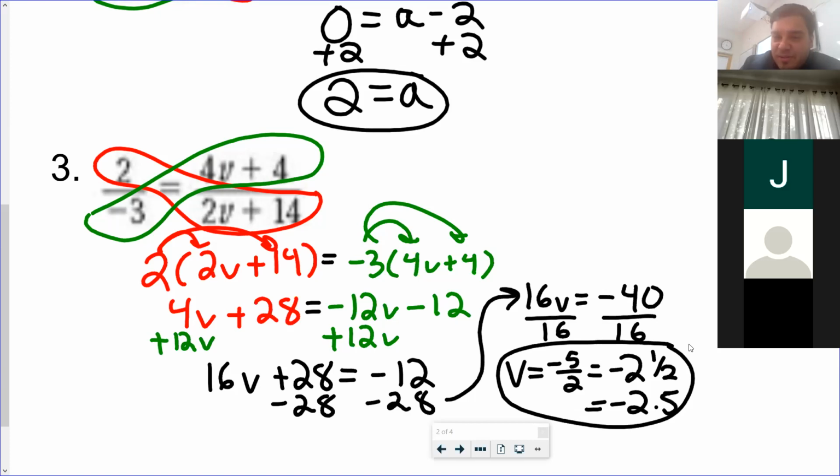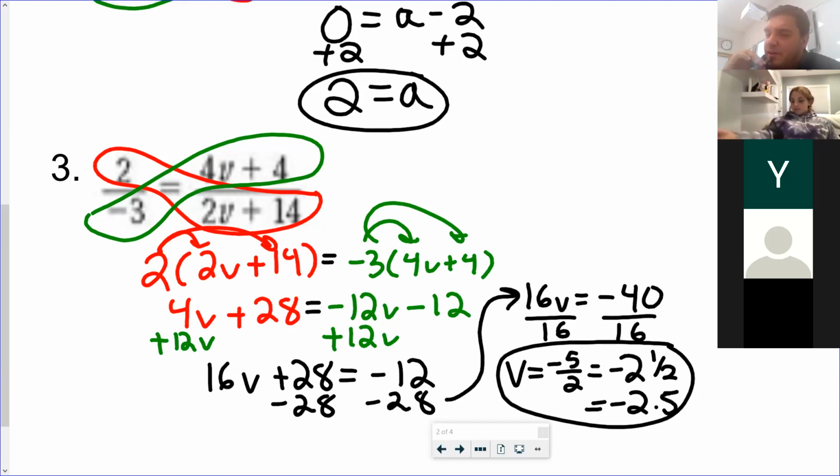Wait, did you say plus 12 to both sides? I'm sorry, I forgot the negative, but I wrote 2.5. Okay, I didn't see the -3. If I did, I probably would have gotten it right, but I didn't see that there was a -3 over there. Yeah, you've got to pay attention to that.